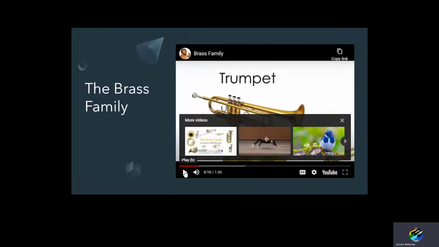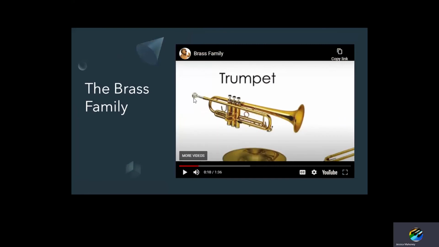Trumpet. Remember, the trumpet is the smallest one, so it makes a high sound. Trumpets were used back in the day when kings would go hunting. These were used as hunting horns. Take a listen.